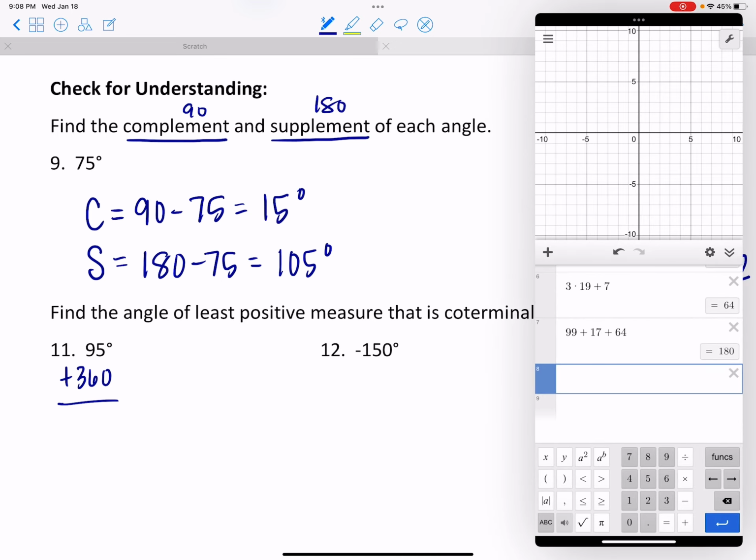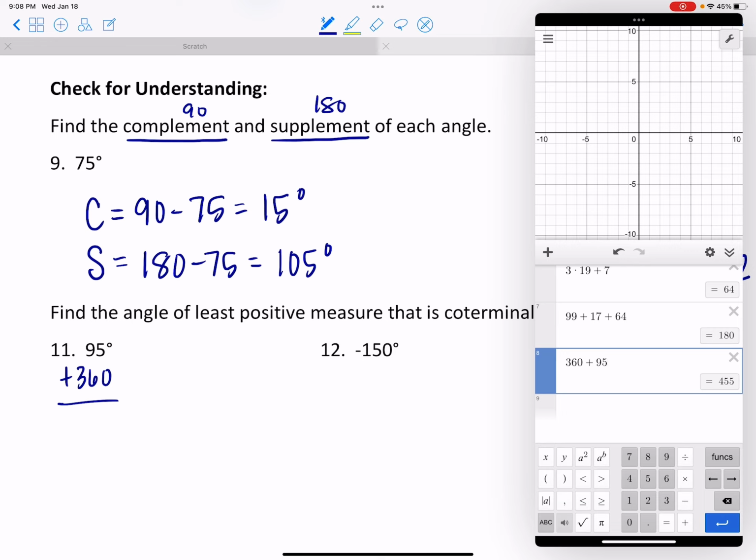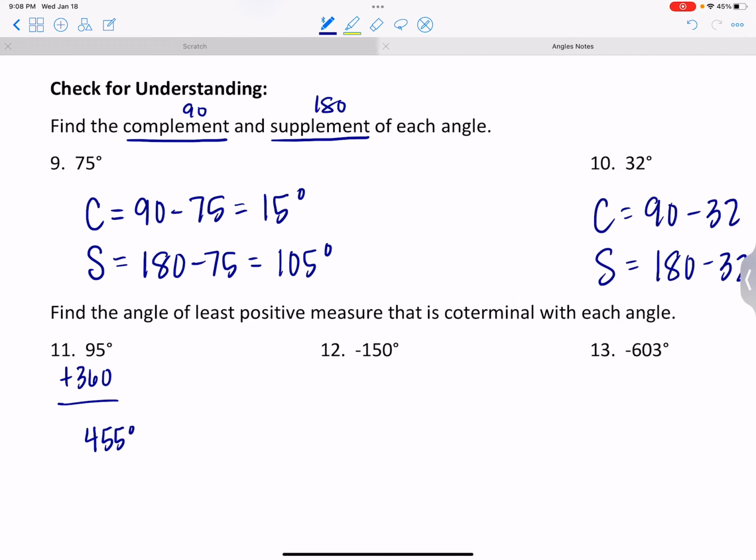And just so I don't goof this up, because it's a tired brain, 360 minus the 95 is going to be, not minus, see, I'm even messing up the calculator. 360 plus the 95 is going to be 455 degrees. So that would be the smallest possible positive angle that I could make that would have the same initial and terminal side as 95.